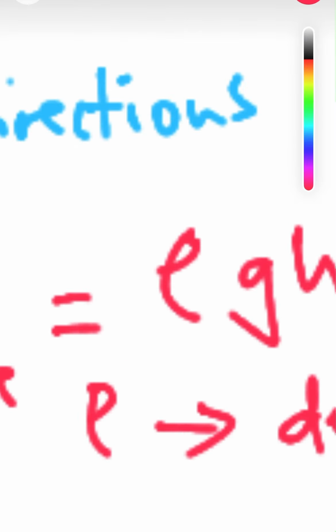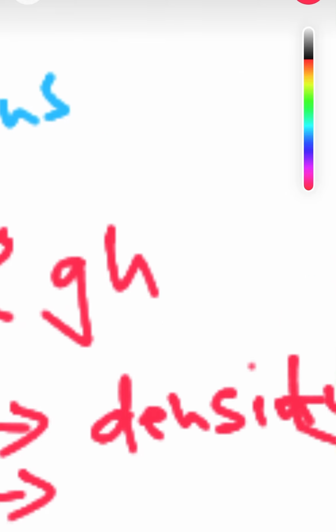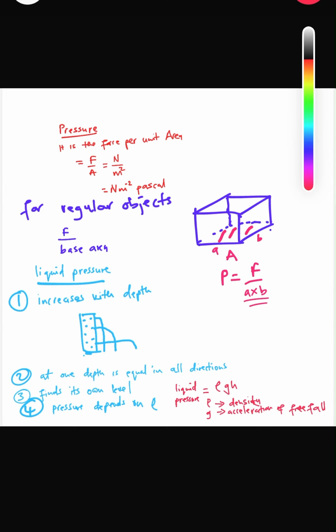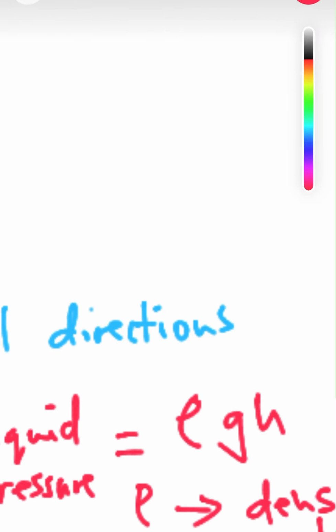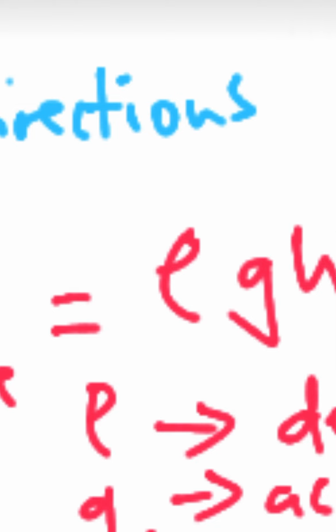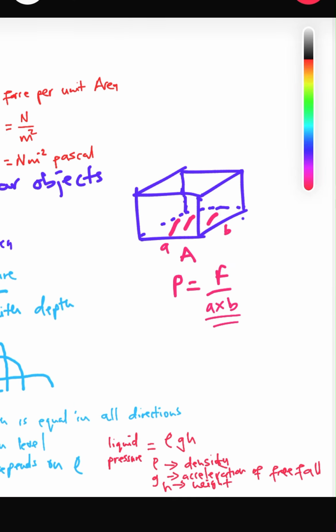Then g is the acceleration of free fall, or acceleration due to gravity. Then of course the last one is h. h is usually the perpendicular height, which is the height of the fluid.